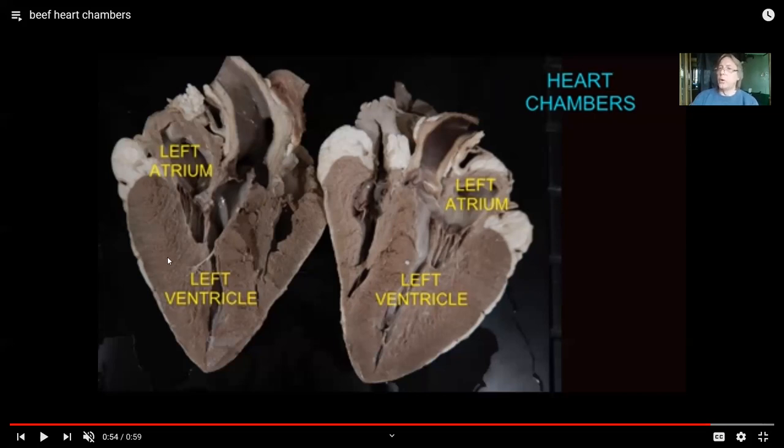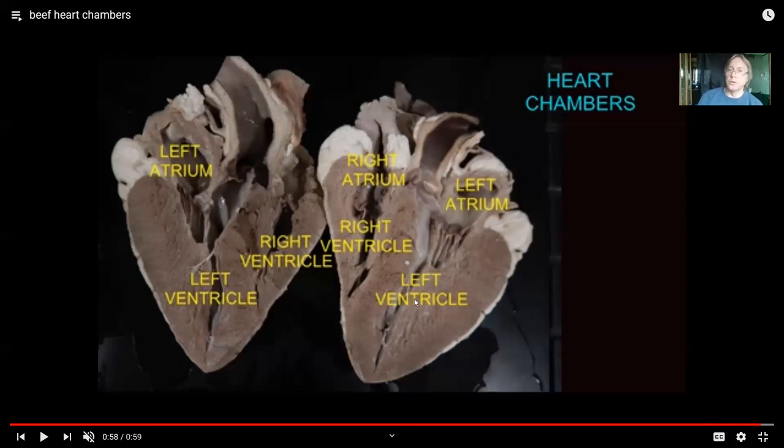And so the goal, if you were trying to identify the chambers, is to look for which chamber has the thickest wall and which makes up the apex of the heart. That's the left ventricle. Once you identify the left ventricle, the atrium above it is the left atrium. The other ventricle must be the right ventricle. And then the atrium above that must be the right atrium. So once again, it's pretty easy to identify the chambers of the heart as long as you look for which chamber has the thickest wall and makes up the apex of the heart. That's the left ventricle, and everything else should fall into place.